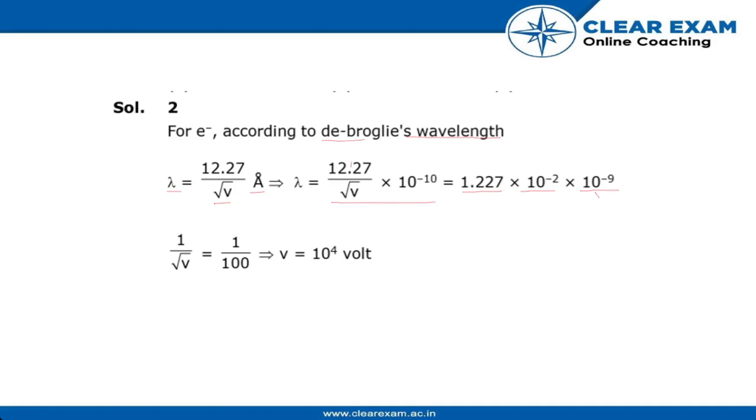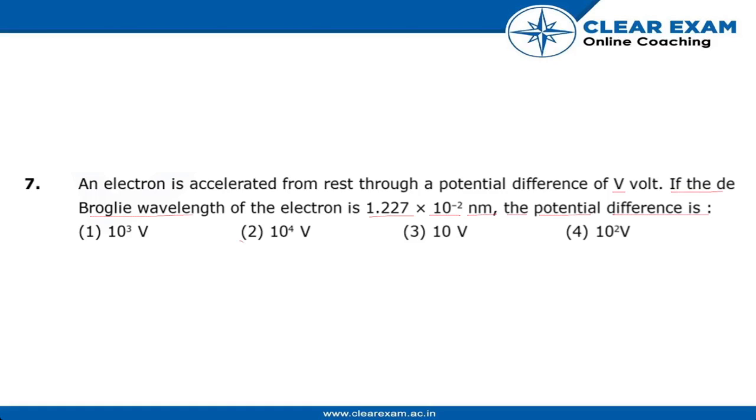On our left hand side, we'll shift the decimal, so into 10 to the power minus 9 over here. 1.227, 1.227 cancel, and so do these terms. We are left with 1 by root V is equal to 1 by 100. So V is equal to 10 to the power 4 volts. So our potential difference is option 2.